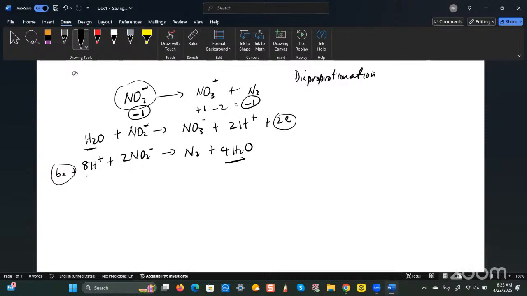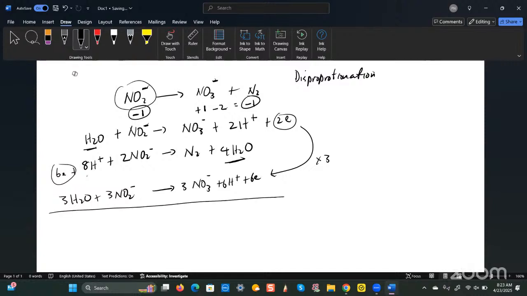So what we do is that we take this equation here and multiply the entire equation by 3 so that we end up with 6 electrons. But of course, that means you have to multiply everything else by 3. So that becomes 3 H2O plus 3 NO2 minus. And then on the right side, you're going to have 3 NO3 minus plus 6 H plus, plus 6 electrons.